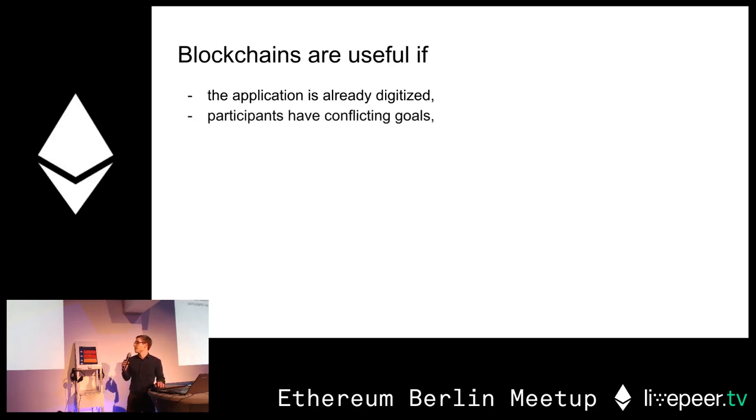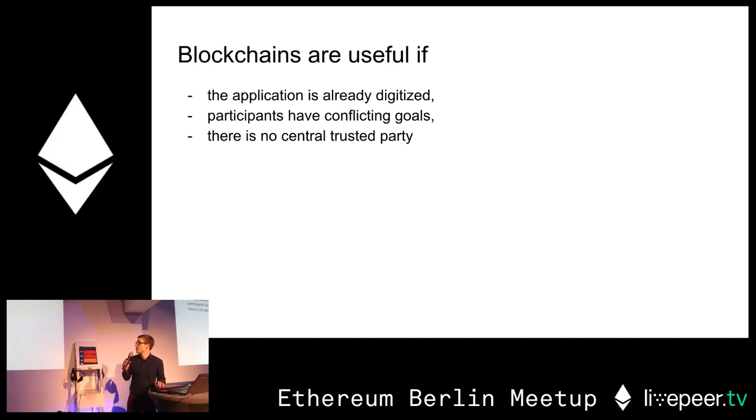And then, participants have to have conflicting goals. If you don't have conflicting goals, you can use a regular database because nobody has an incentive to commit fraud. And even if you have conflicting goals, if all participants have a specific third party whom they trust, then there's also no sense in using a blockchain because you can use a database controlled by that third party.